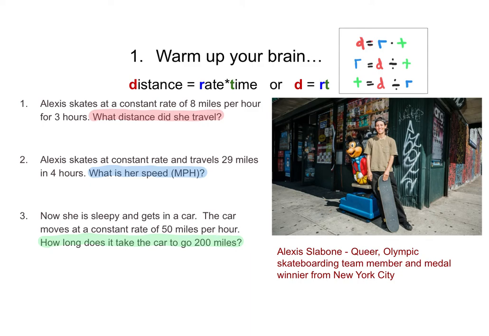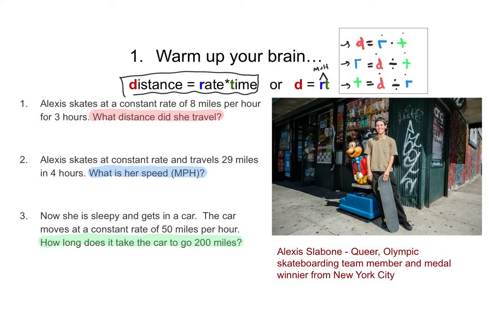We're going to start with a little warm-up of our brains talking about distance equals rate times time, which is a formula that can be really helpful in both math and science. I used this D equals RT. Let's remember here that when we have two variables right next to each other, that means multiplication. And I broke it up into three different formulas depending on what we're looking for. If we're looking for distance, we can use our rate multiplied by our time. If we're looking for our rate, we can use our distance divided by our time. And if we're looking for our time, we can use our distance divided by our rate.